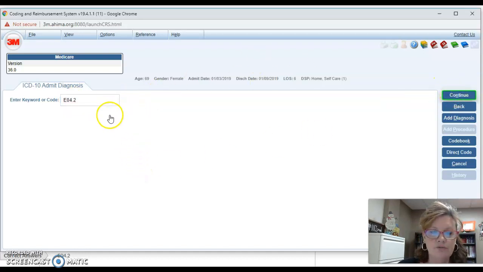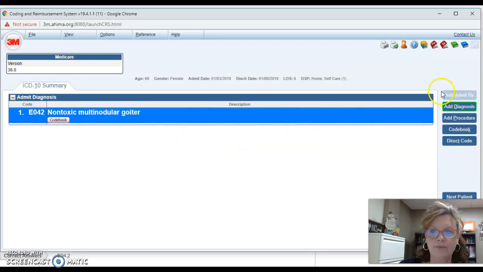One thing, if you do that, make sure you also put the principal diagnosis in where it should be. Don't accidentally put in the secondary diagnosis where the principal diagnosis should be. So once again, there we go. All right, so that's my admitting. Now I'm going to add the principal diagnosis, hopefully.